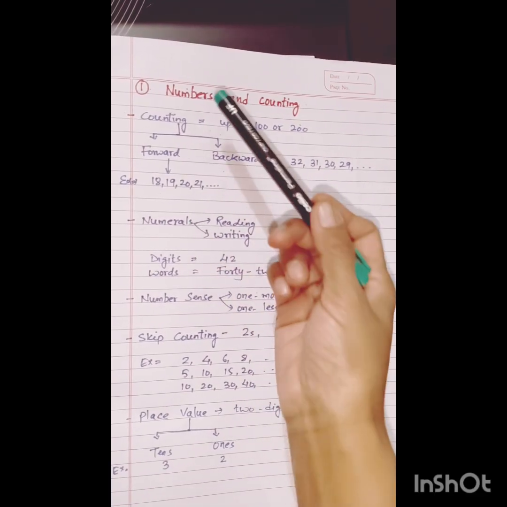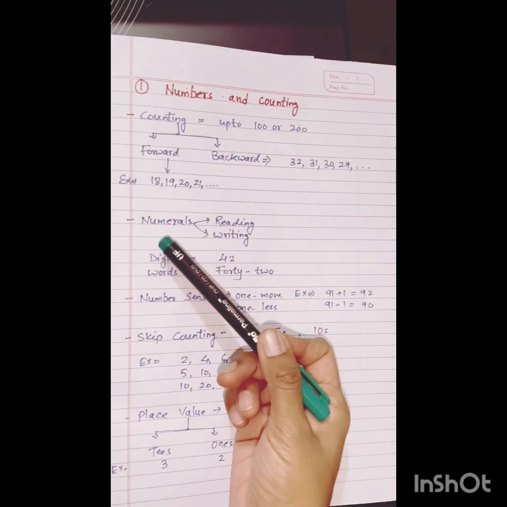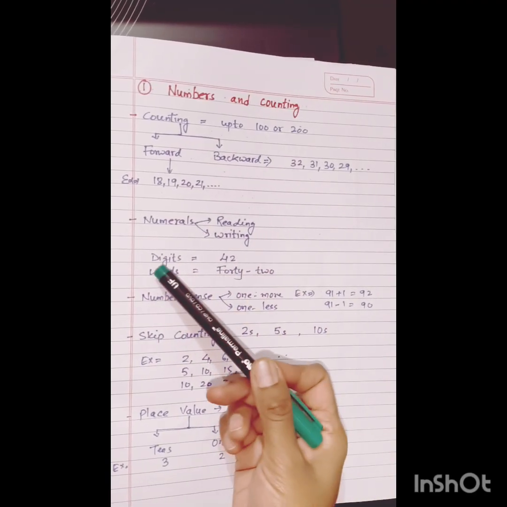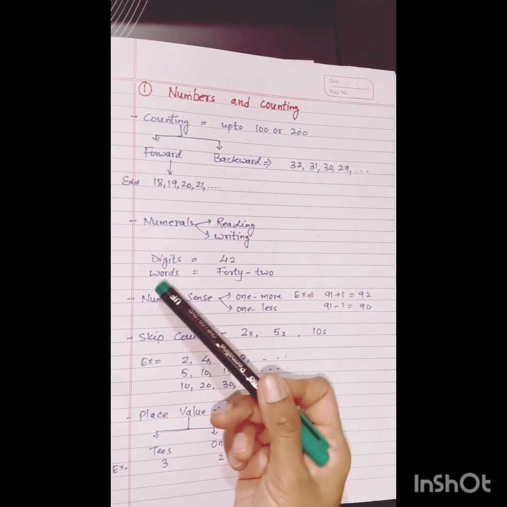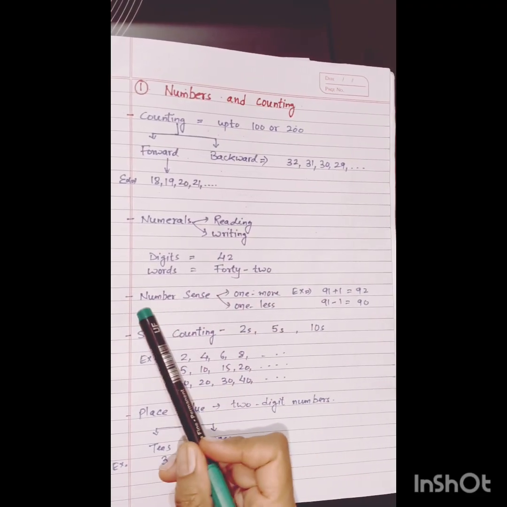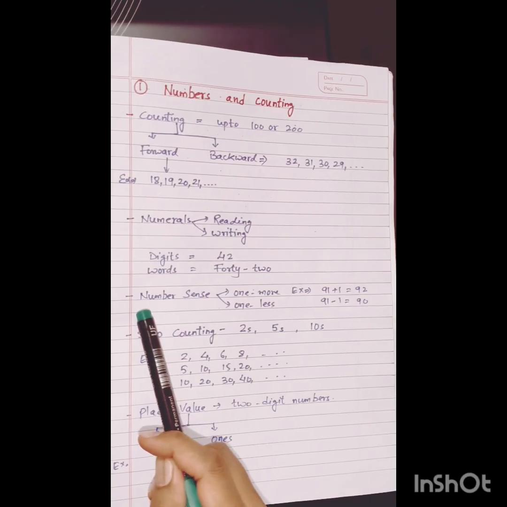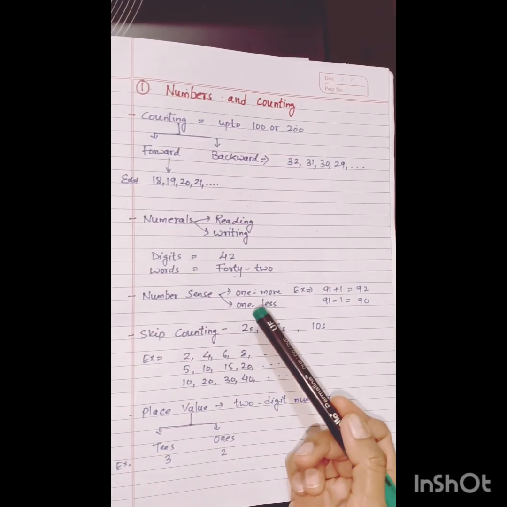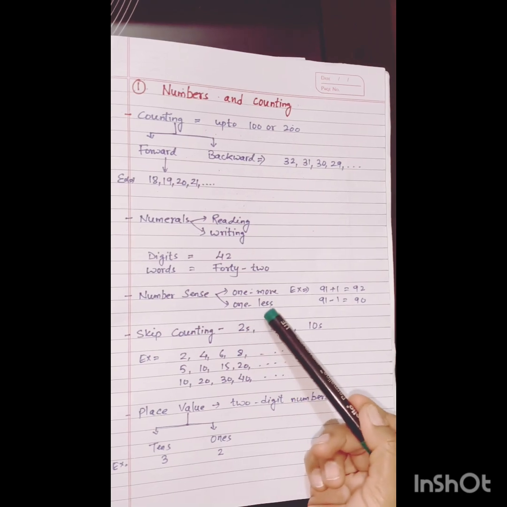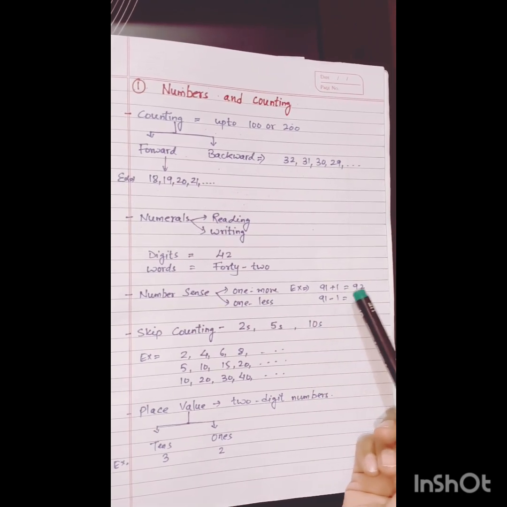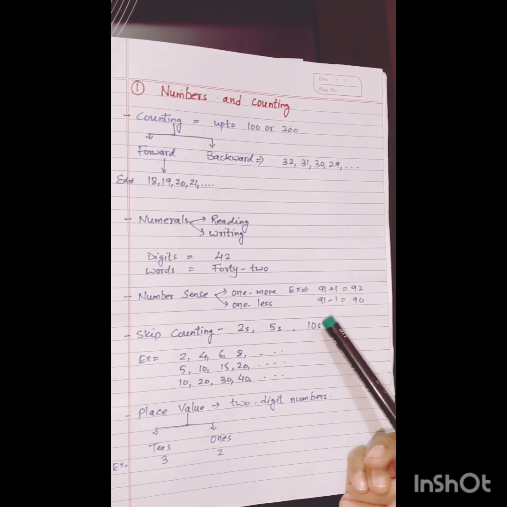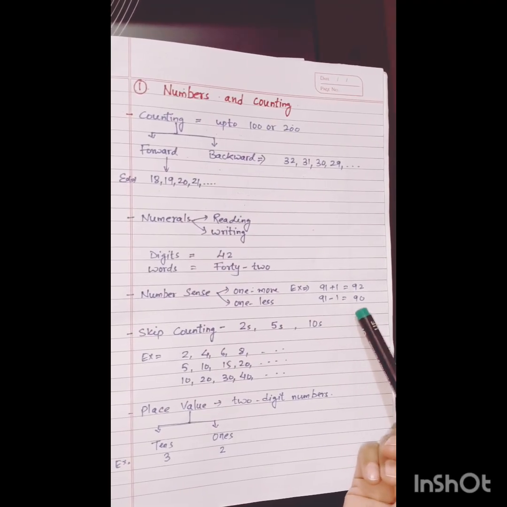Second thing, in numbers and counting, a child will be learning about numerals, reading and writing numerals in digit form like 42, or in words, like the spelling of 42. Then the third thing to be learned is number sense, where the student will learn one more than any number and one less than any number, like 91 plus 1 is 92, 91 minus 1 is 90. One more and one less is done here.